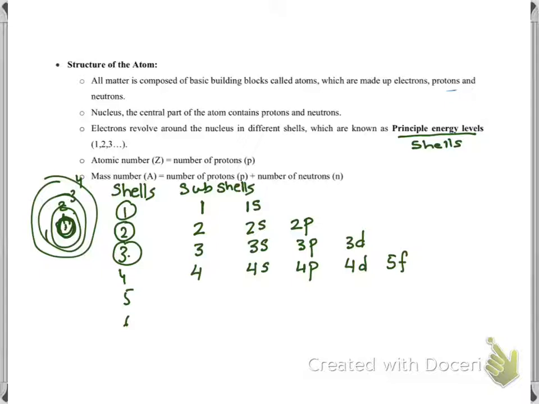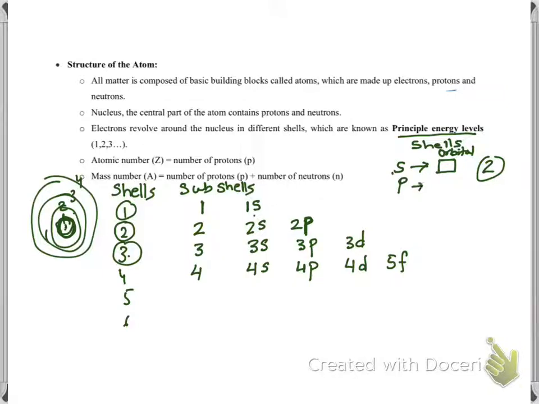Now subshells are further divided into orbitals. So the 1s subshell, if you see the letter s, that is divided further into one orbital, and in each orbital we can put 2 electrons. That means how many total electrons can be in the s subshell? 2.